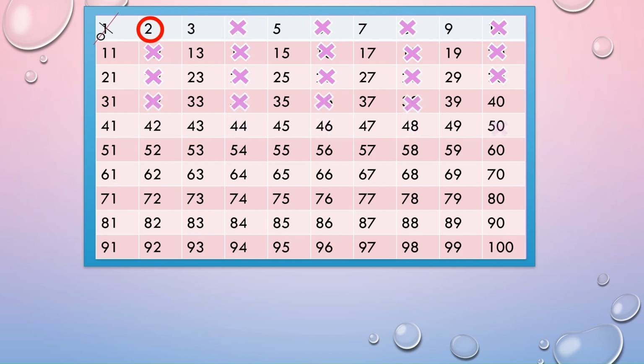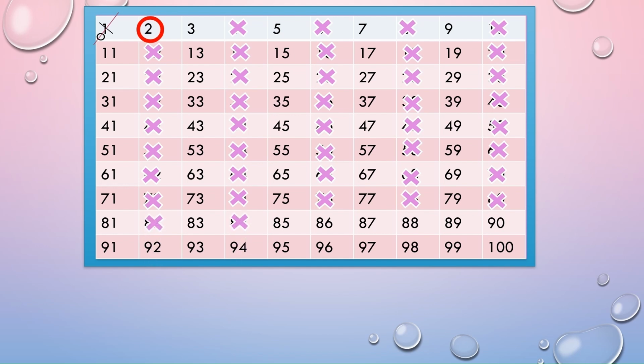36, 38, 40, 42, 44, 46, 48, 50, 52, 54, 56, 58, 60, 62, 64, 66, 68, 70, 72, 74, 76, 78, 80, 82, 84, 86, 88, 90, 92, 94, 96, 98 and 100. So this is the first step.